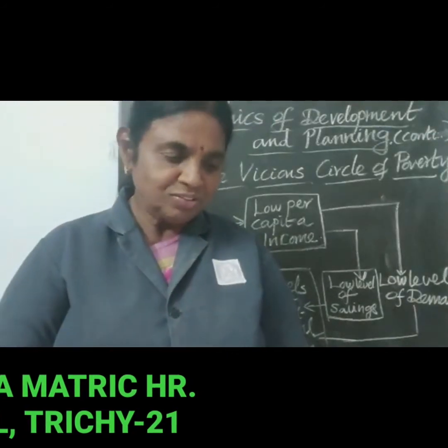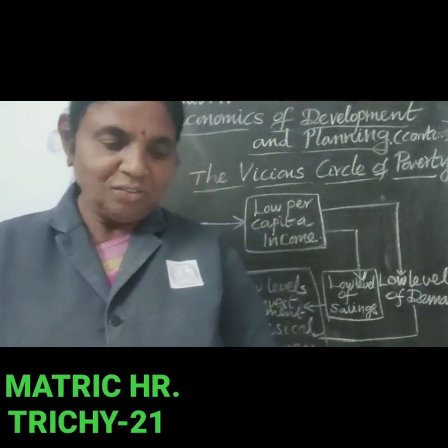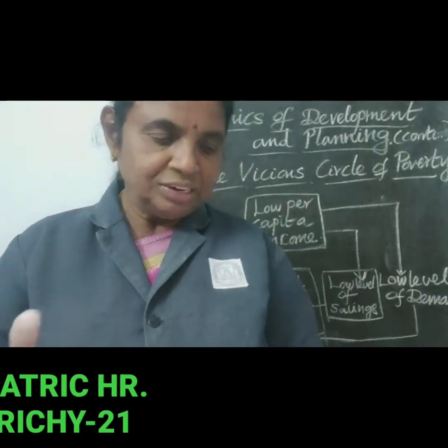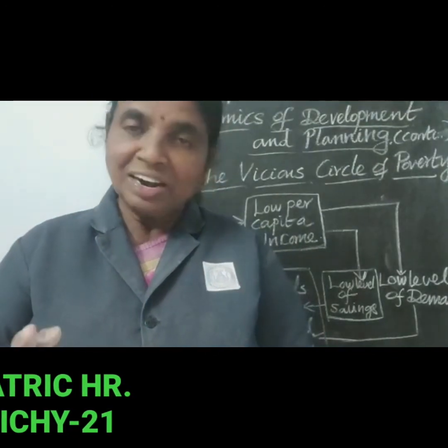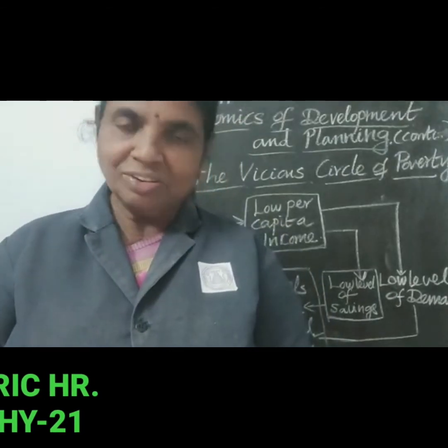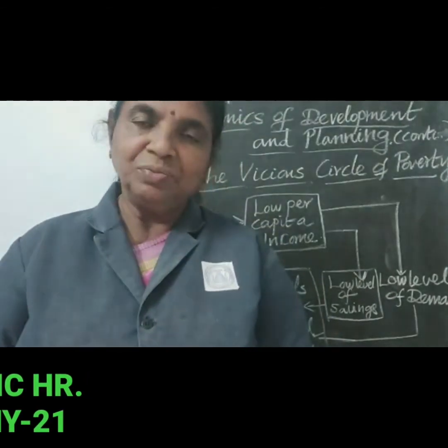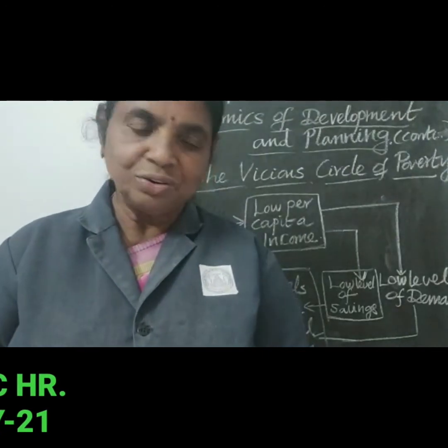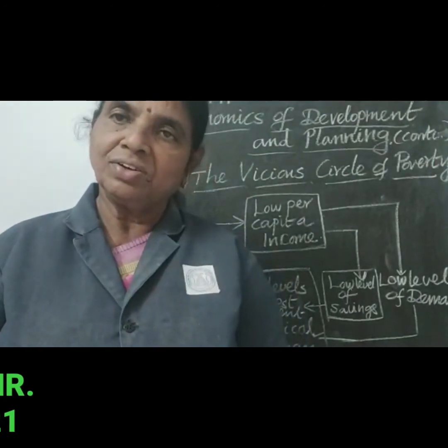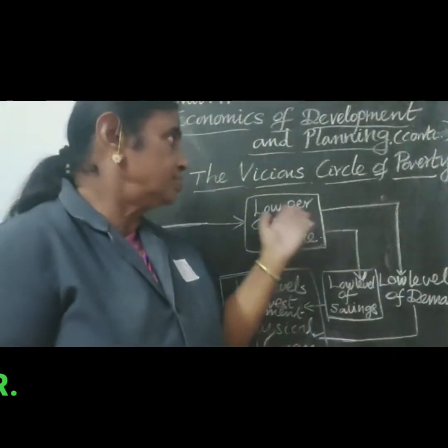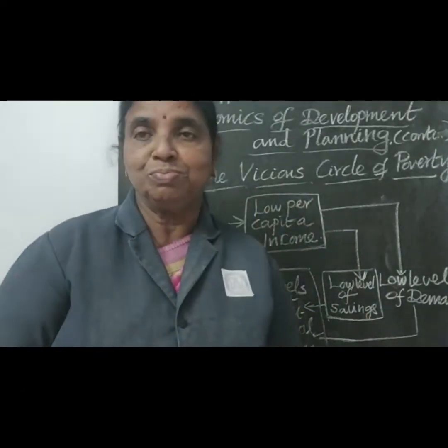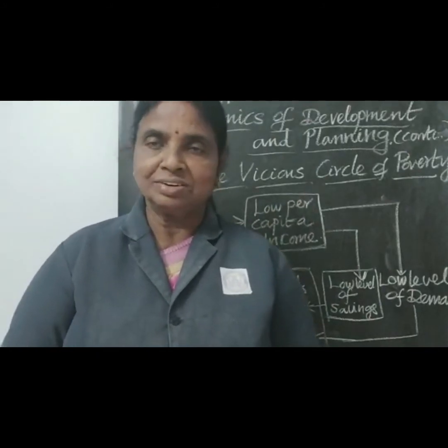The demand side of the vicious circle is that a low level of real income leads to a low level of demand, which in turn leads to a low rate of investment, and hence a deficiency of capital, low productivity and low income. So both on the supply side and on the demand side the vicious circle of poverty operates, and there is less development in the less developed countries.